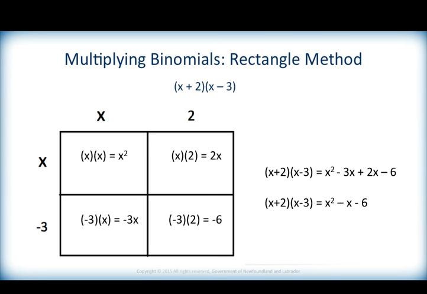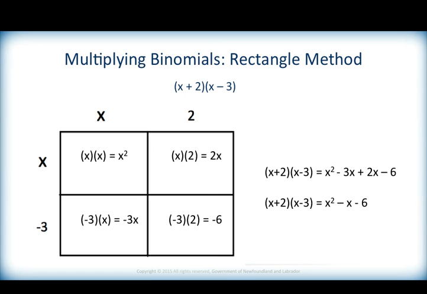So we're going to start off. x times x is x squared. x times 2 is 2x. Negative 3 times x is negative 3x. And negative 3 times 2 is negative 6. You just multiply everything so that you will get 4 spaces all filled out. And once you're done, you're just going to put together your like terms as you can see on the right hand side, starting with x squared and working our way down through x and our constant term.